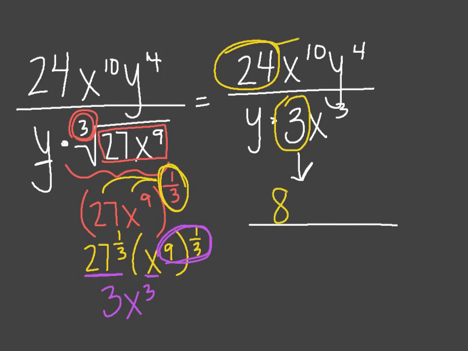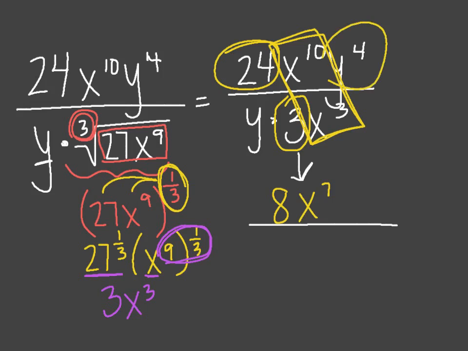Now, if I were to look at my x's, I have 2 of them. I need there to only be 1. Because the x's are on top of each other, I'm going to subtract them. 10 minus 3 is 7. Now I'm going to put that where the bigger exponent originally was. The bigger exponent was originally on the top, so I'm putting x to the power 7 on the top.